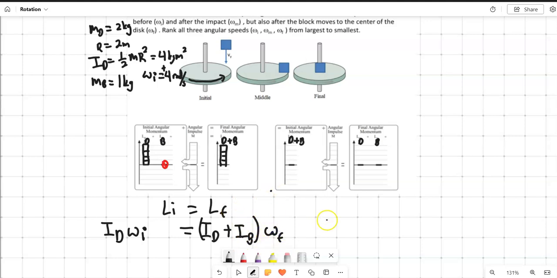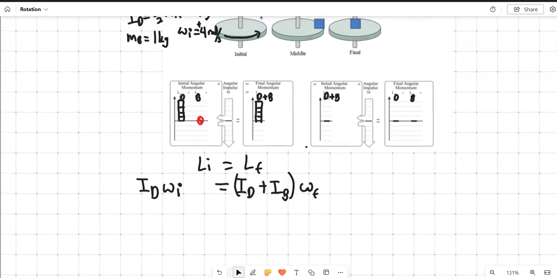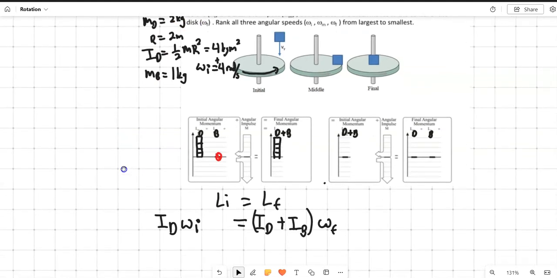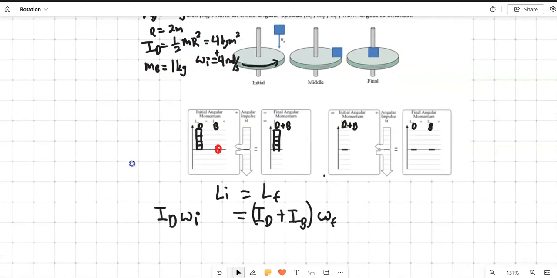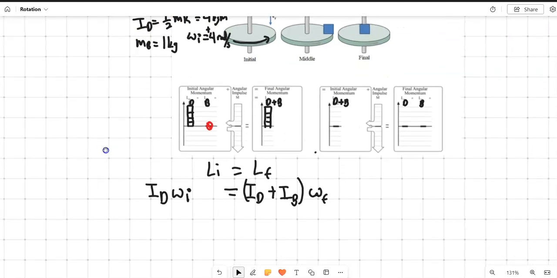99% sure. So, again, as we stated up here, the disk has a moment of inertia of 1/2 mr squared. And since its mass is 2 kilograms and its radius is 2 meters, that's going to be a total of 4 kilogram meters squared.